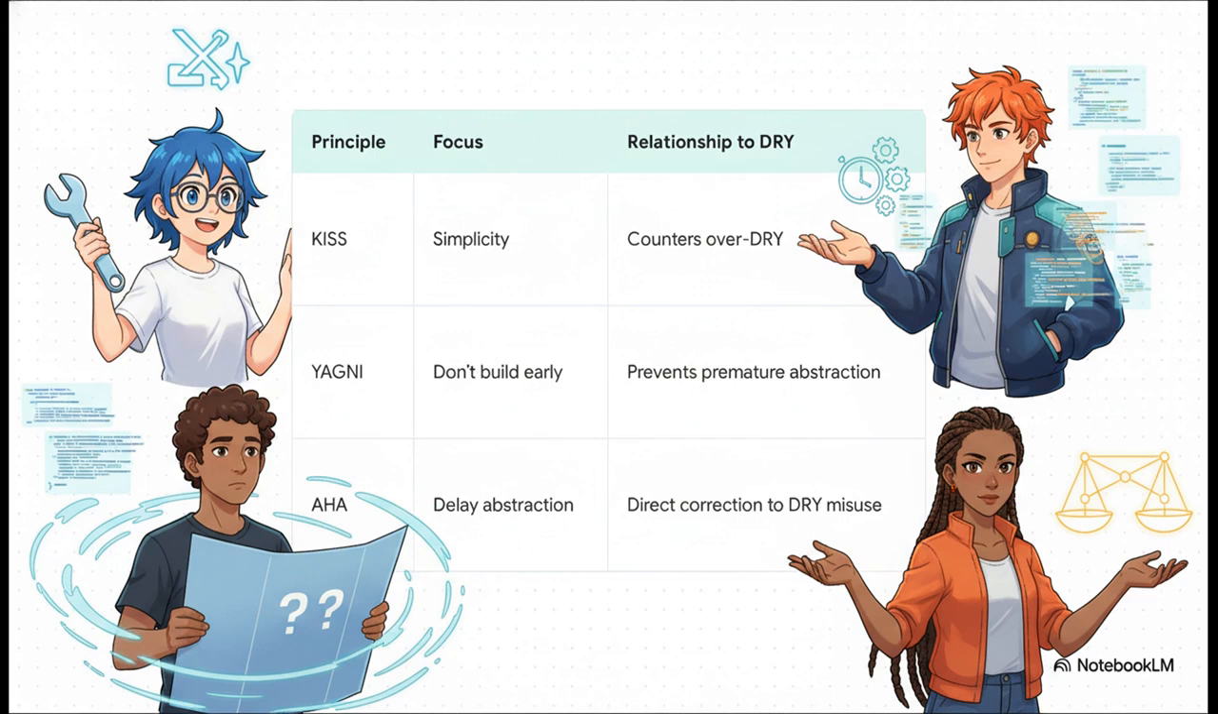And it's so important to remember that DRY doesn't exist in a bubble. It has to be balanced against other really important principles. You've got KISS, keep it simple stupid, which warns us about getting too clever with our abstractions. You've got YAGNI, you ain't gonna need it, which stops us from building things we don't need right now. And my personal favorite, AHA, avoid hasty abstractions, which is like a direct antidote to misusing DRY.